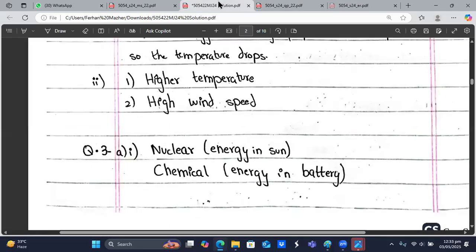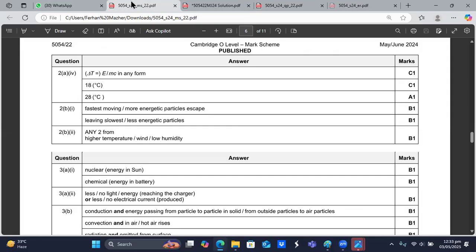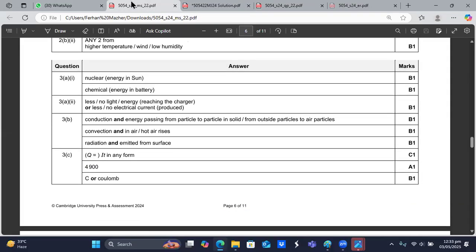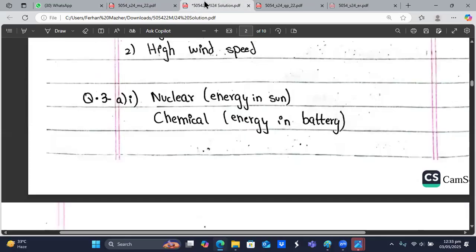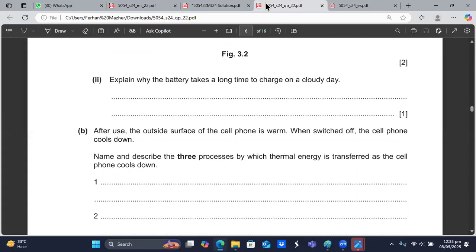This is what we think. And he says the nuclear energy in the sun, chemical energy in the battery. So this is what she has written, and I think these are correct answers. So yeah, question number 3, A part, you can see the nuclear energy in the sun and the chemical energy in the battery. The energy stored in the battery is called the chemical potential energy.